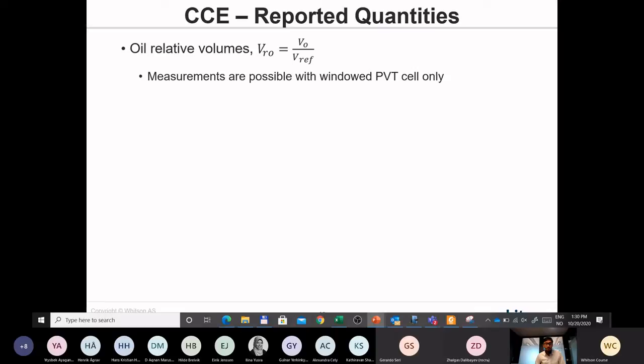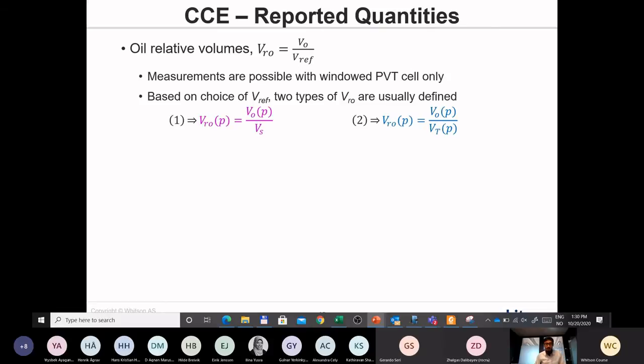Now we'll talk more about the oil relative volumes, which is the oil volume divided by the reference volume. Measurements are only possible with the PVT cell. We have discussed this before: you need a PVT cell to get the VRO.